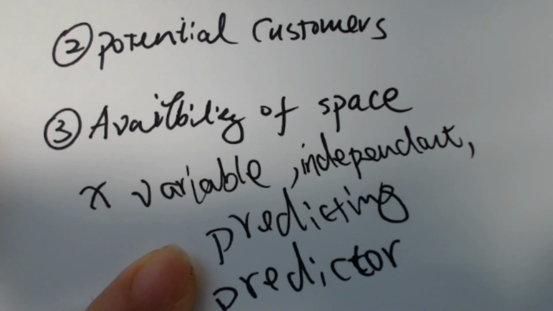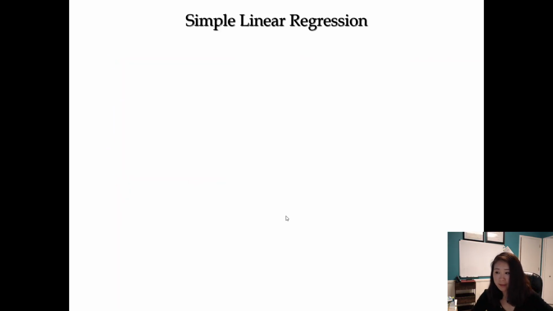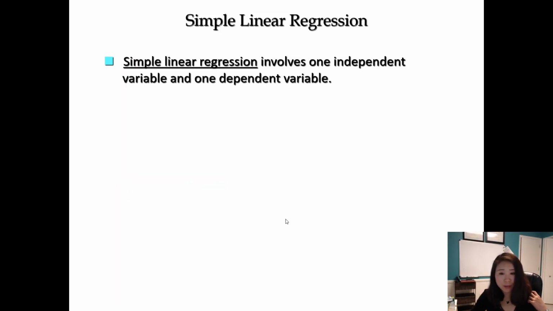Why do we need to understand these 2 variables? Because depending on how many predictors, how many x variables you have, we have different kinds of regression models. When we look at the simple linear regression model, you will notice that we only have 1 independent variable and 1 dependent variable.